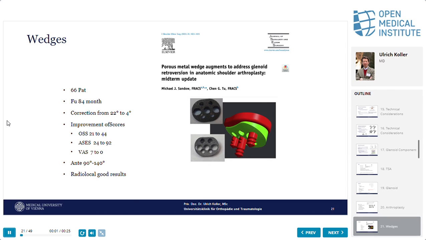Also here we have porous metal wedges, where you need a company that also provides you with a special glenoid, because the glenoid is poly, and these are tantalum or metal, and they have good results with a follow-up of 84 months for the wedged group.